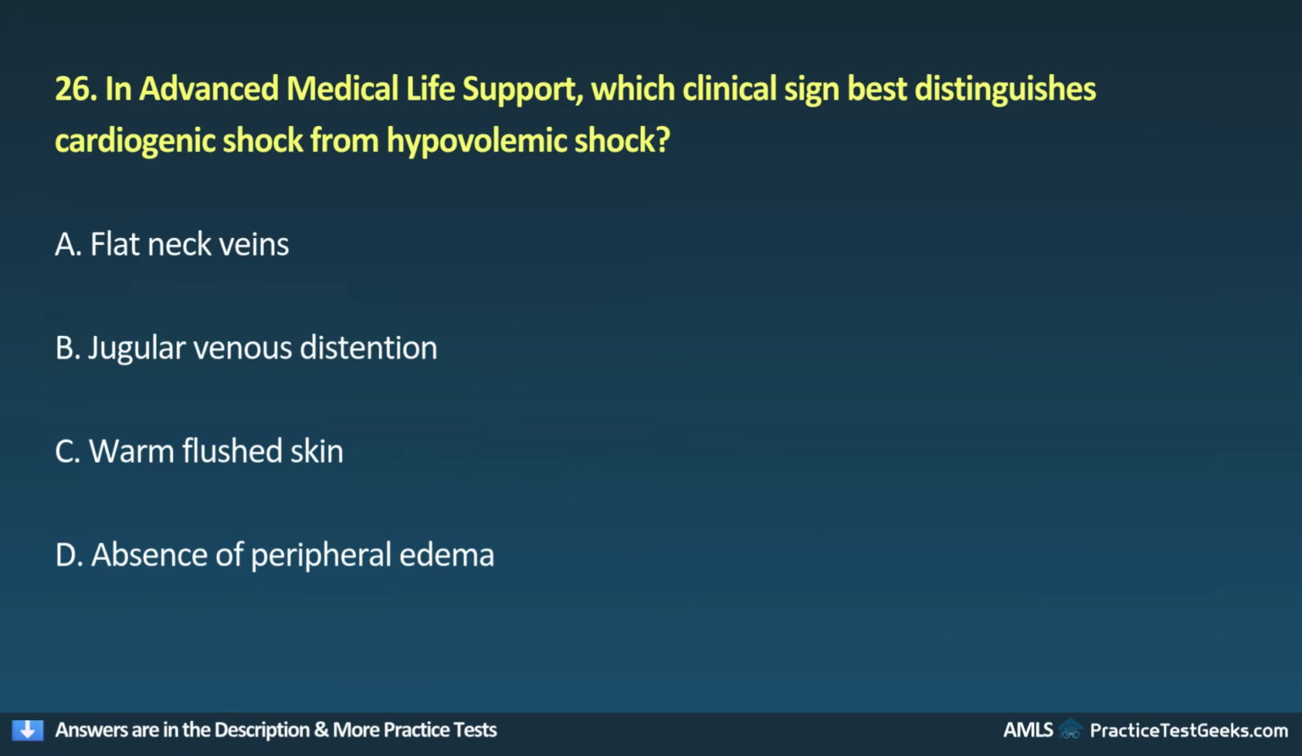26. In advanced medical life support, which clinical sign best distinguishes cardiogenic shock from hypovolemic shock? A. Flat neck veins. B. Jugular venous distension. C. Warm flushed skin. D. Absence of peripheral edema.